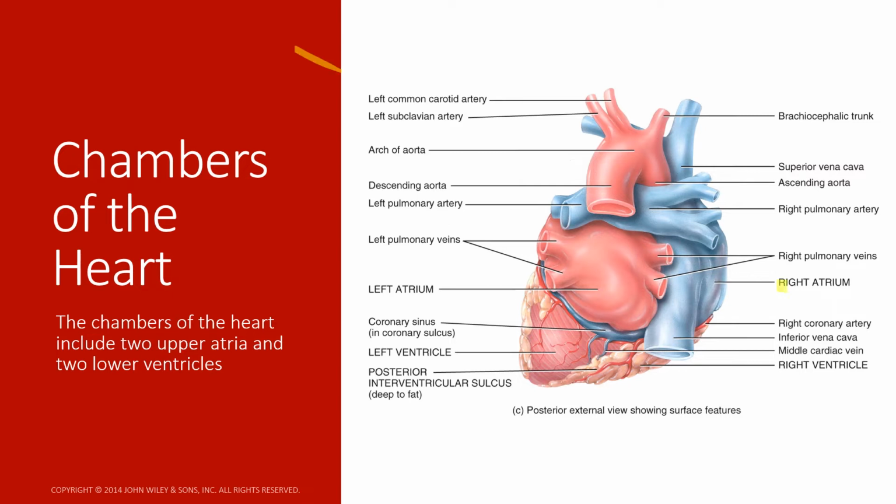So we have the right atrium on this side because we're looking at the posterior view of the heart here. So the right atrium is going to be over here, and it receives blood from 3 veins. So it's going to receive blood from the superior vena cava, the inferior vena cava, and the coronary sinuses. And that's labeled right here. So we're going to get blood coming into the right atrium from this blood vessel, and this blood vessel here.